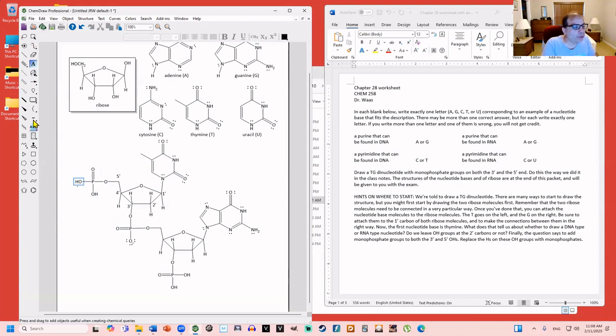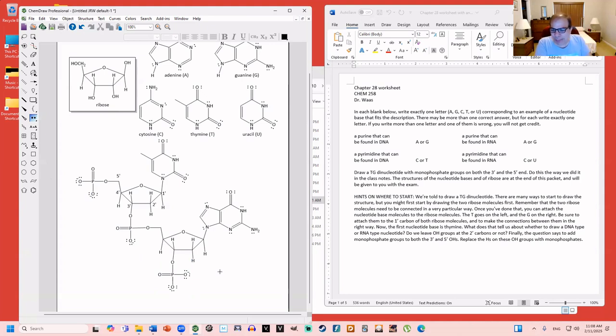And I'll just put OH groups on here for now, but since we're at pH 7, these oxygens are going to be deprotonated. And just for clarity, since those atoms have a non-zero formal charge, we'll include the lone pairs. And there we go. That's going to be our dinucleotide.